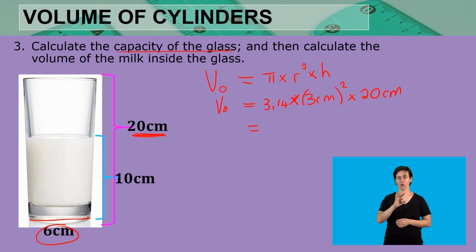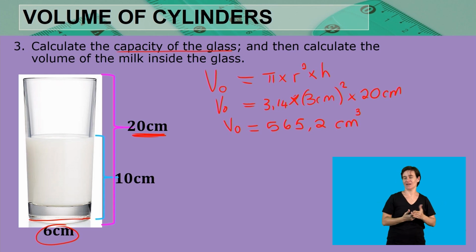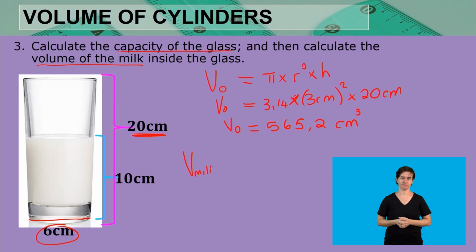So what is 3,14 multiplied by 3 squared multiplied by 20? That is going to give us an answer of 565,2 centimeters cubed. And that is the amount that the glass can take, which is the capacity. But now, further on in the question, it says calculate the volume of the milk. So now we need to calculate how much of the milk is in there. So we are going to now calculate the volume of the milk.